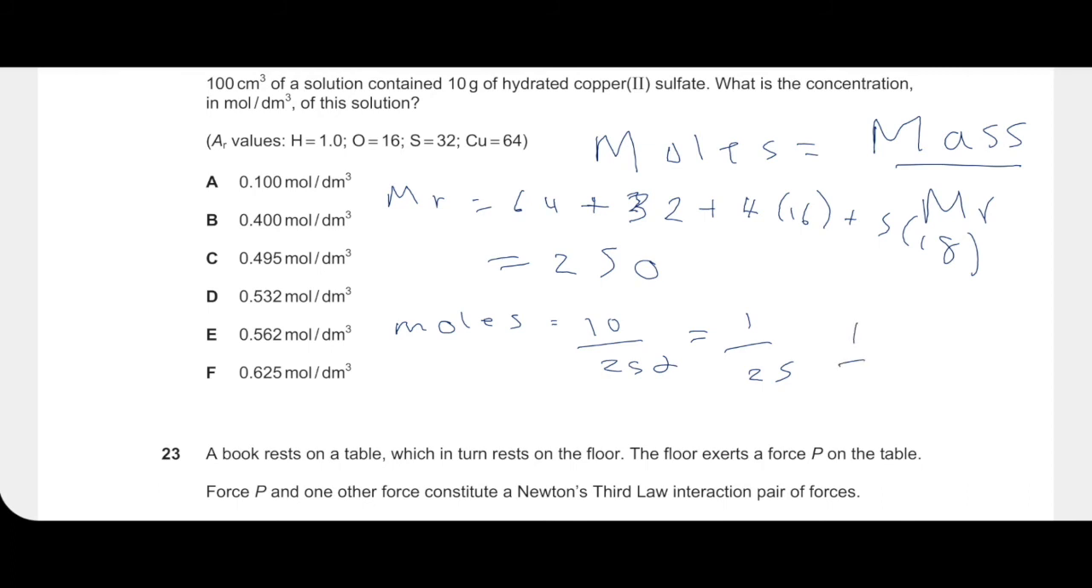1 over 25 divided by 0.1, because that's our volume in decimeters cubed, is equal to 0.4 moles per decimeter cubed. And therefore, the correct answer is B. And that is question number 22 completed.